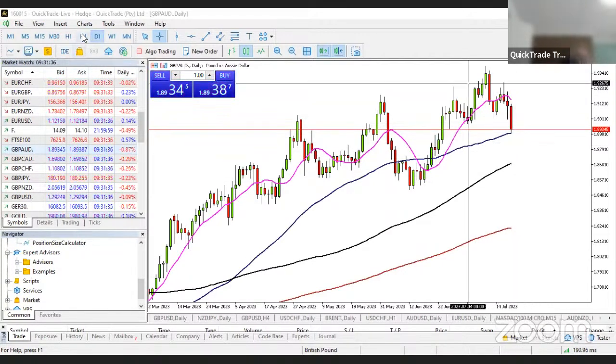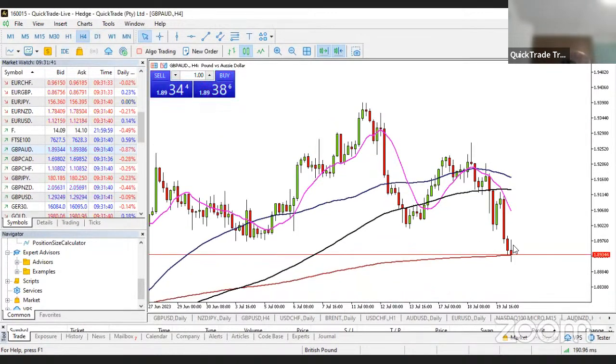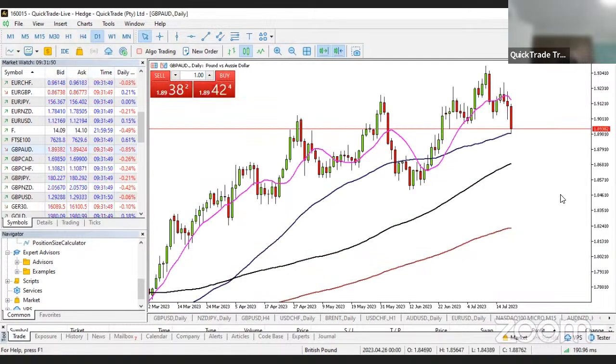I'm going to go to the 4-hour, and you can see on the 4-hour it's come down to this area here, and it held, tried to break through, and it seems to be holding. So I thought that might be a trade idea to go long on. If in doubt, stay out. If you're not comfortable with it, don't do it. If you think it's a short, obviously that's your choice. It's just a trade idea.